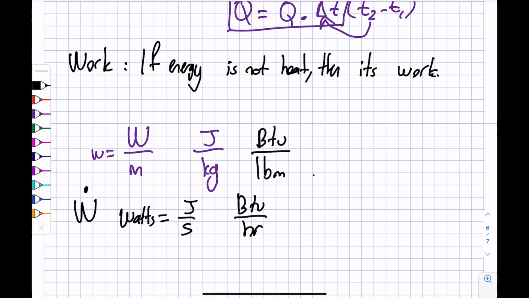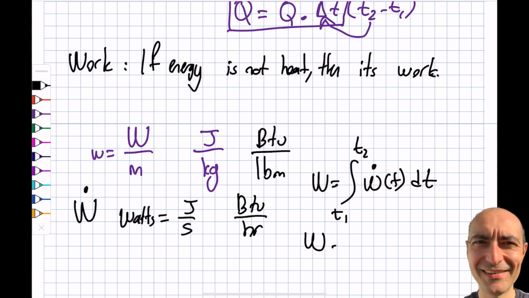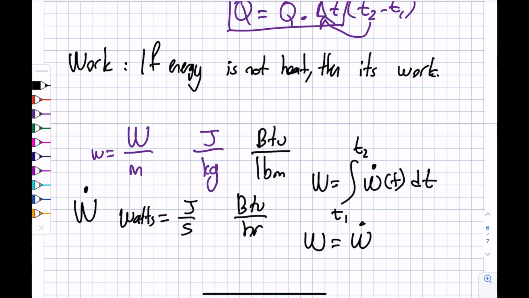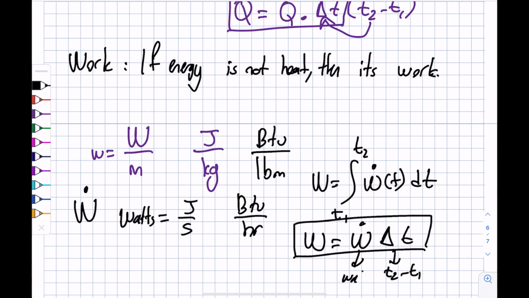So W will be the integral from t1 to t2 of power times dt. If W dot, which is power, is constant, just like what I did, then I'm going to have W equals W dot times delta t, where delta t is basically t2 minus t1. You see, I'm using a sign now. This is watts, this is joules. Do not confuse the units, please.